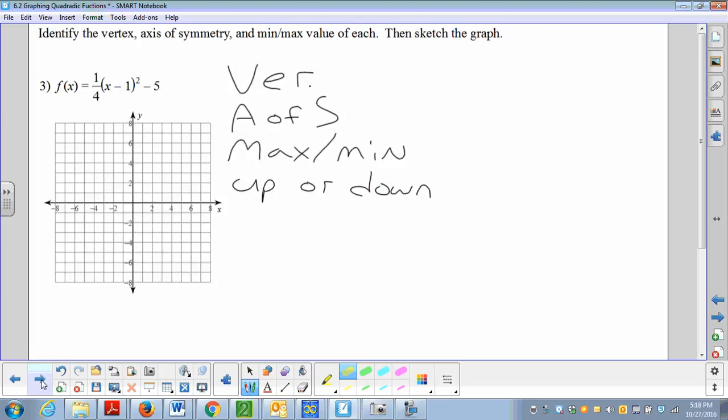Okay, so I want to start off by finding my vertex, axis of symmetry, maximum, and whether it opens up or down. Take a second and see if you can find that. Okay, now the vertex is going to be 1, -5. Change the -1 to positive, and -5 here. My axis of symmetry is whatever my h is, which is 1. My max and min is whatever my k is, which is -5. And since the 1/4 is positive, it opens up.